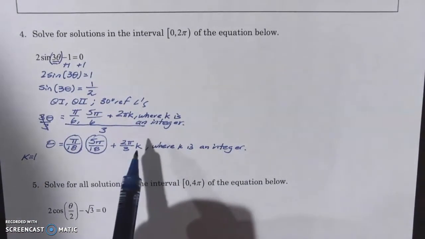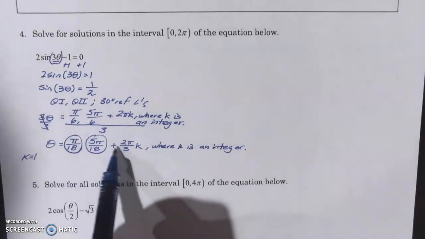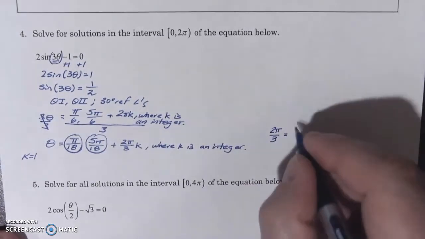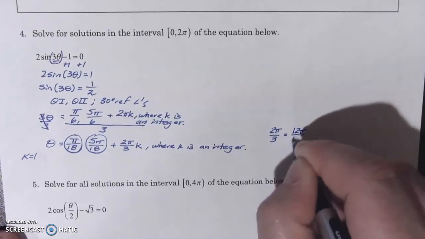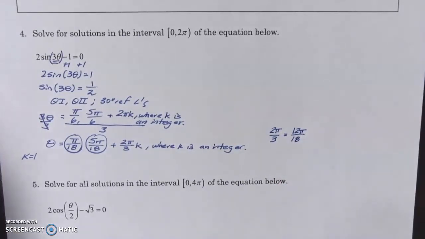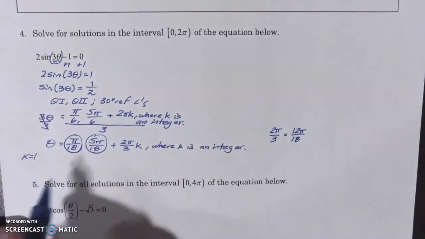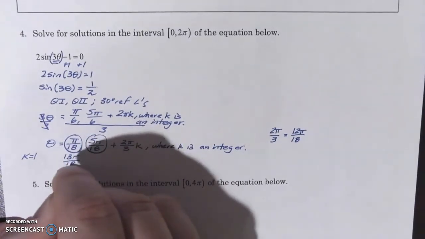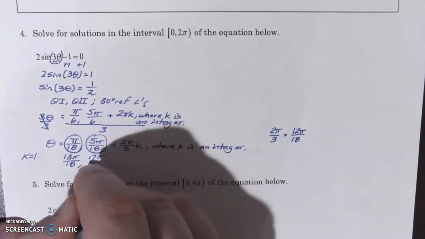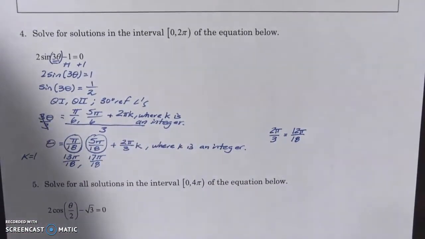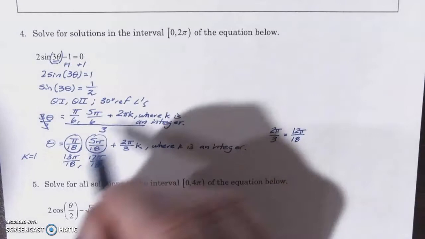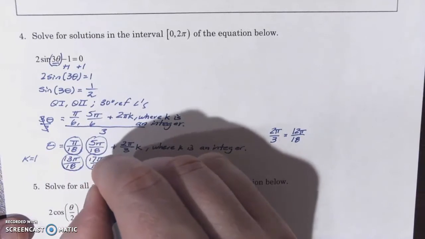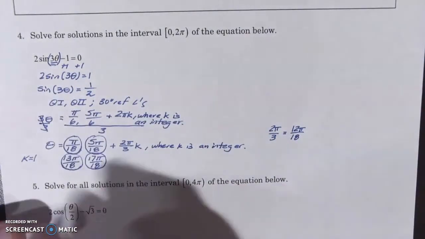So the next thing we're going to do is plug in when k equals 1. When k equals 1, I'm going to add 2 pi over 3 to both of these answers. Now, 2 pi over 3 is equal to 12 pi over 18, common denominators to actually add. So if I add 12 pi over 18, I would get 13 pi over 18, and I would get 17 pi over 18. Are those still within our domain? They certainly are. Let's circle them. Those are two more of the 6 that we're looking for.